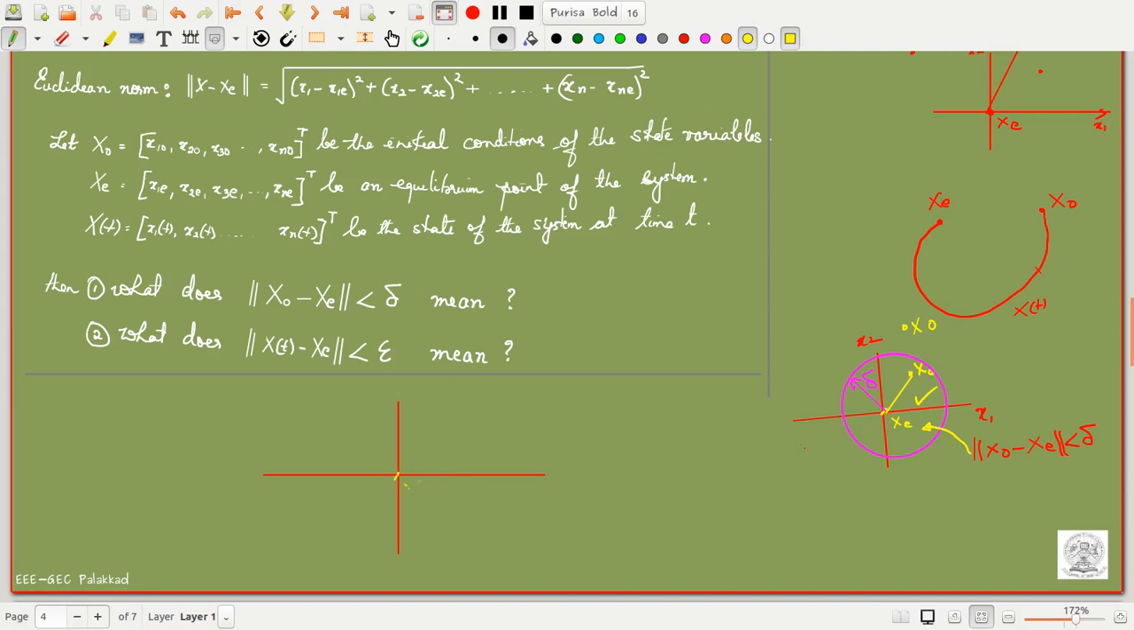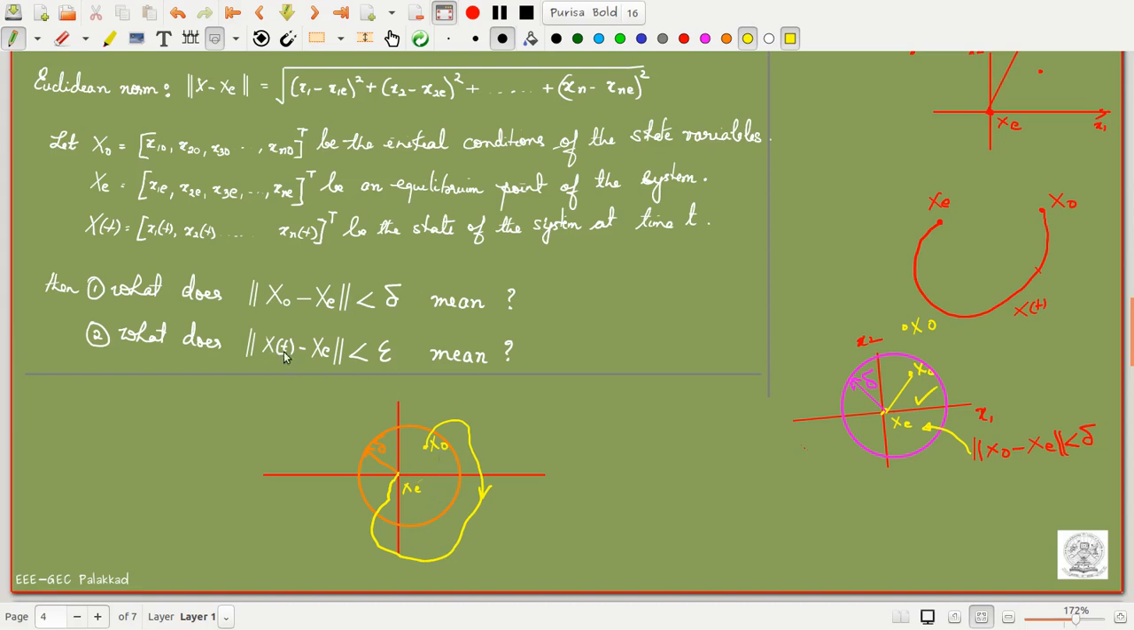Let me put xe here and x0 here, and I want x0 to lie within some delta ball. So I will draw the delta ball here. And x0 can travel through different paths and then reach xe. Suppose I draw the path of x0. I travel from x0 like this, and then I may or may not reach xe. So this is in fact x(t); the path is x(t).